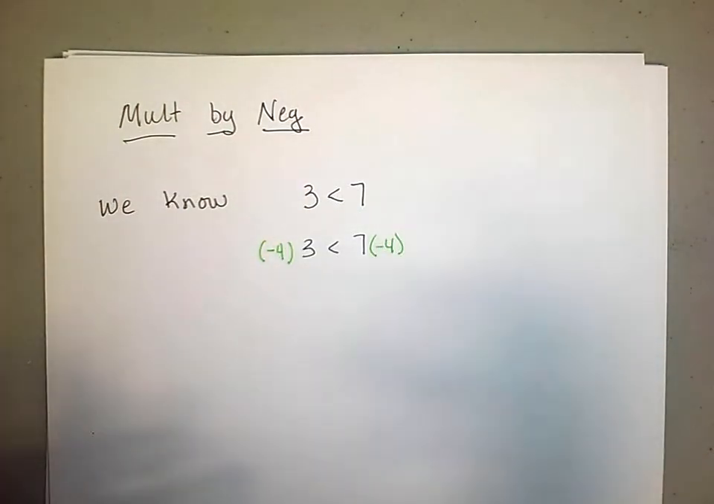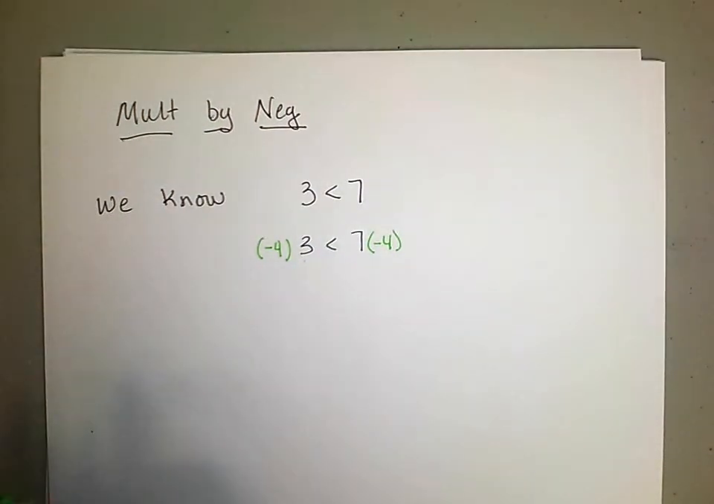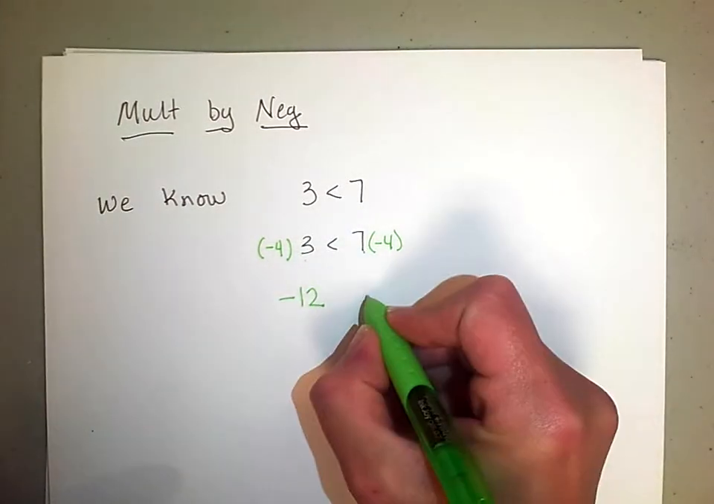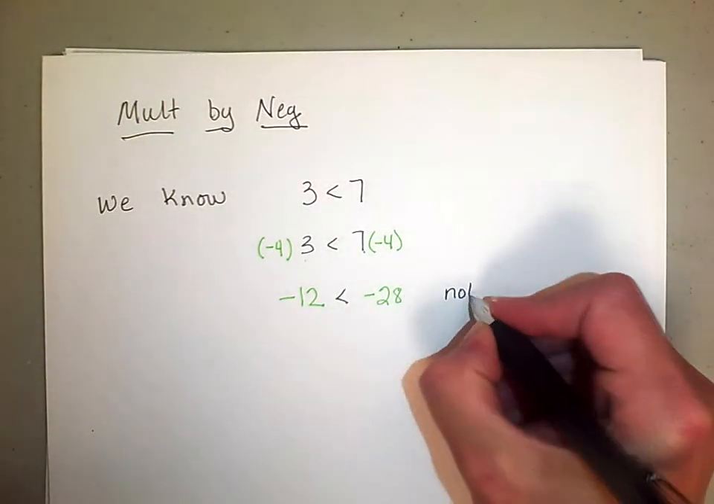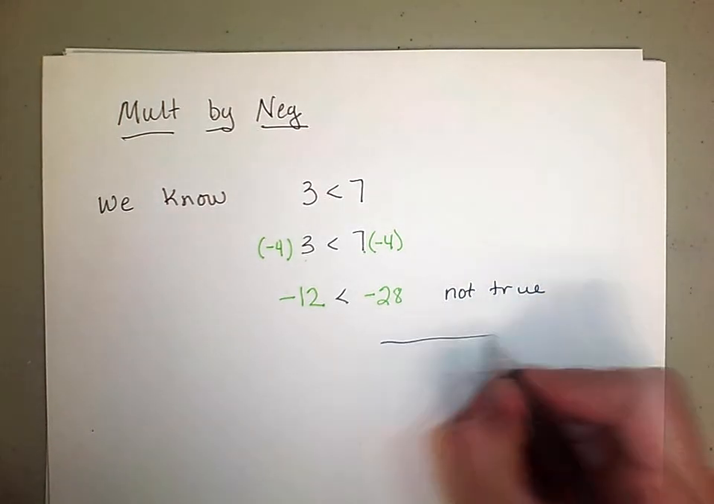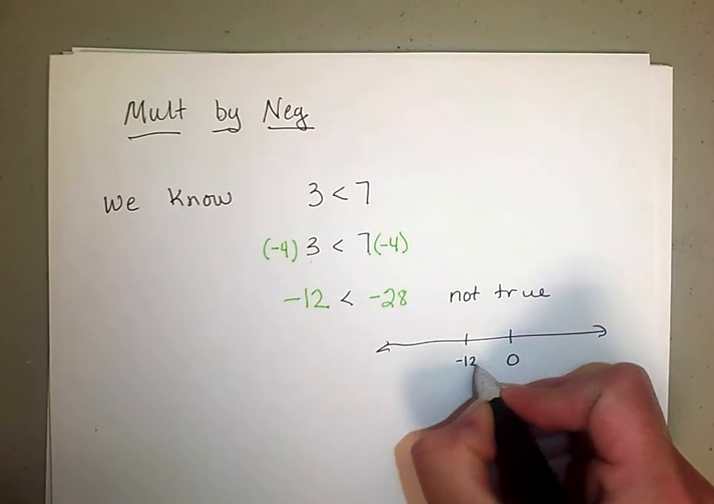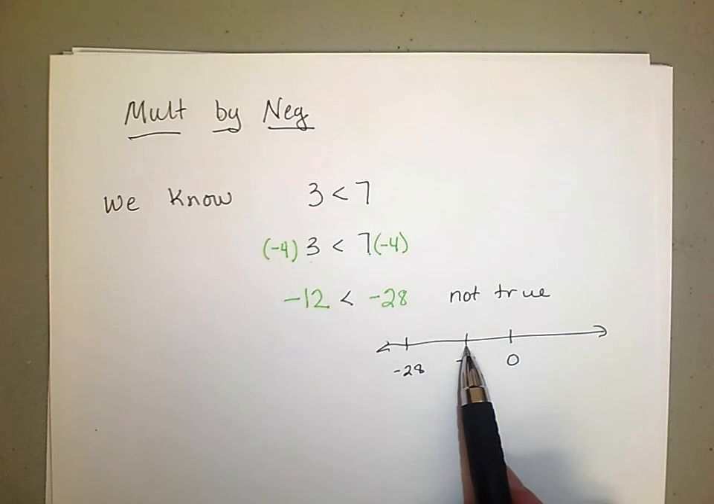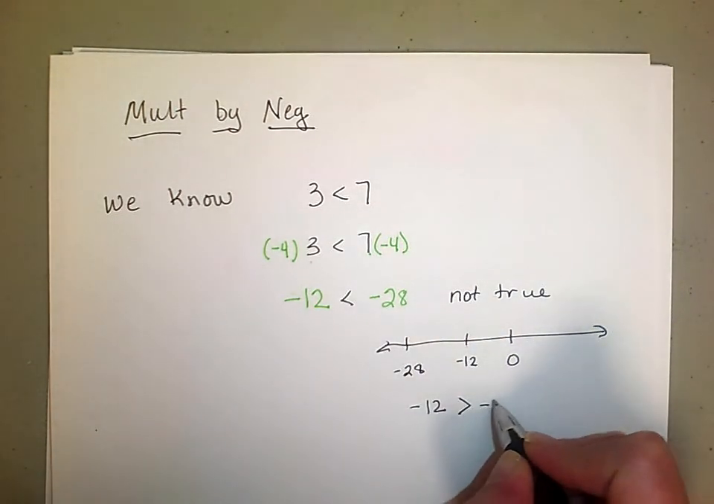If I do it on one side, I need to do it on the other. And now what our statement reads is that negative 4 times 3 is negative 12, and 7 times negative 4 is negative 28. And we would just bring this down. However, this is not true anymore. On a number line, remember here's 0. I'll go some negative amount, negative 12, and then I go further to get to negative 28. So negative 12 is in fact greater than negative 28.